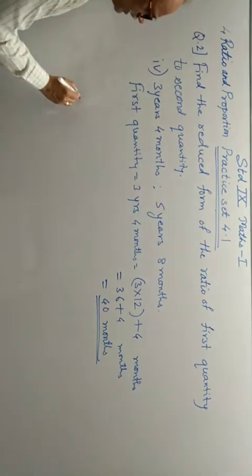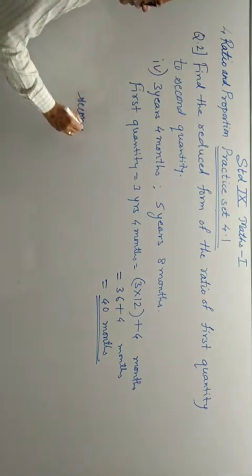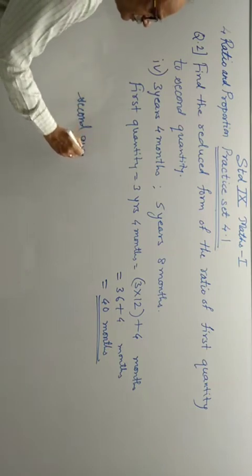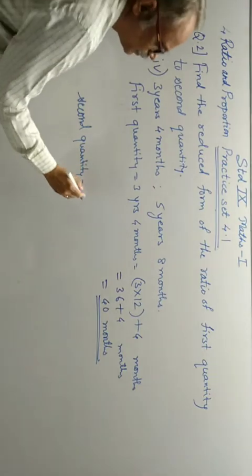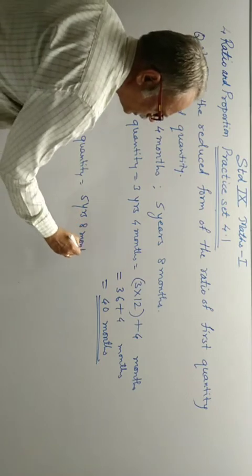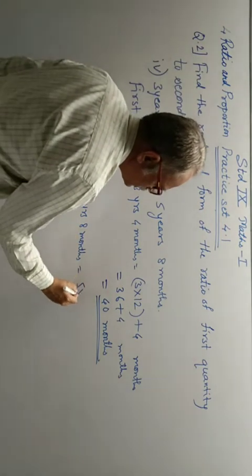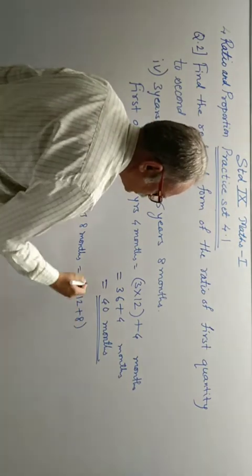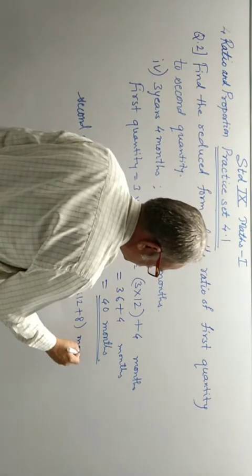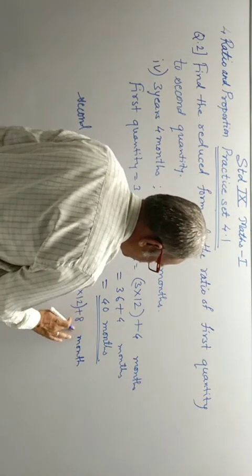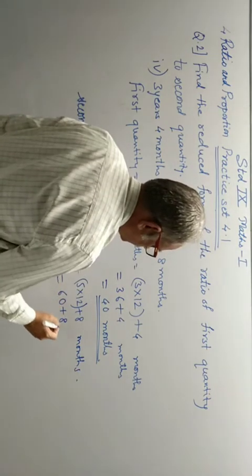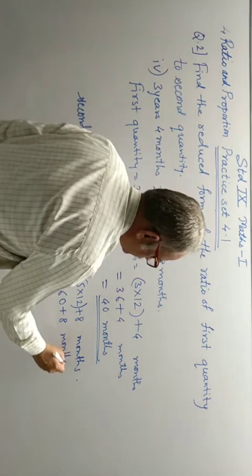Then go for the second quantity, 5 years 8 months, that is 5 into 12 plus 8. 1 year means 12 months, therefore we are multiplying by 12. 5 into 12 plus 8 months, 60 plus 8, 68 months.